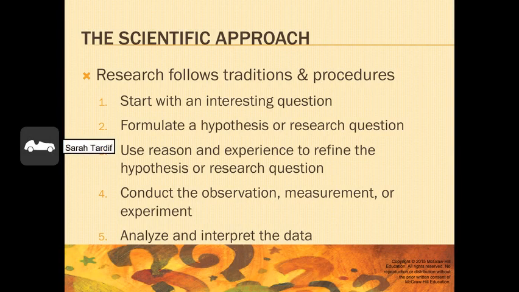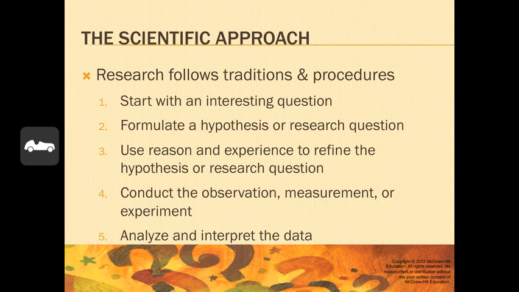The scientific approach is a systemic process. You always go through these similar steps in a similar order. And the research follows traditions and procedures. It looks like this. One, you have to begin with an interesting question. If you already know the answer, then it's not a good question. And so we know a lot of things, but there's much that we don't know. And so we begin with an interesting question. What don't we know? Why should we know it? How is it helpful? How is it useful?